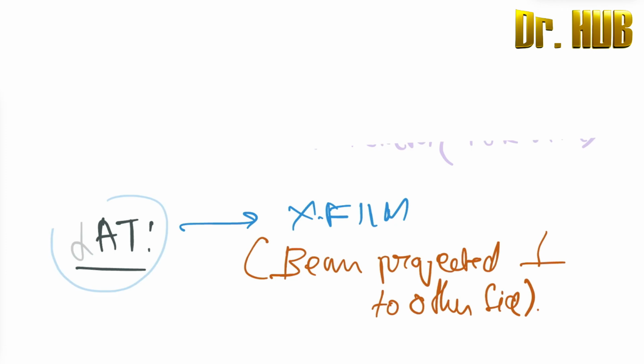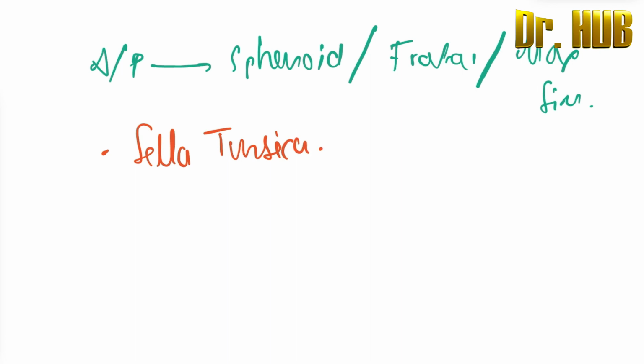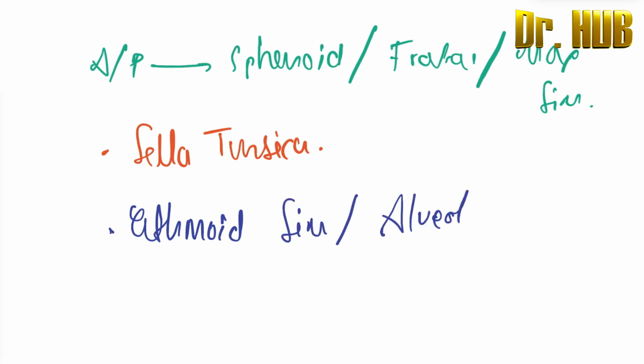What are the structures seen in the lateral view? They include the anterior and posterior extent of the sphenoid, then the frontal and maxillary sinuses. Next it includes the sella turcica, the ethmoidal sinus, the alveolar process, as well as the condyle and neck of the mandible.